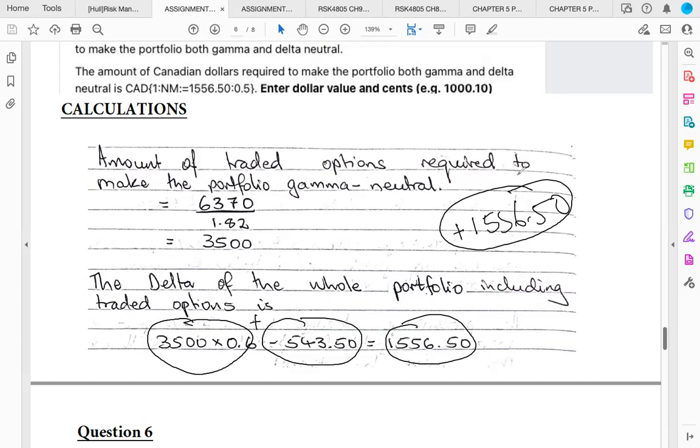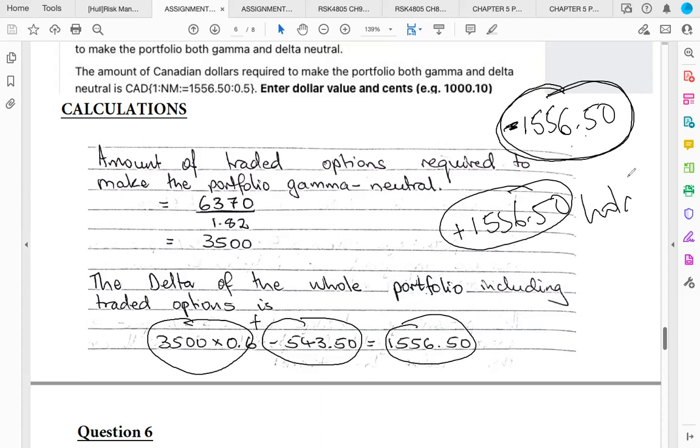So we might then want to make our portfolio delta neutral. And to make our portfolio delta neutral, it means we need to add an asset or a derivative into our portfolio such that that asset or derivative has a delta of minus 1,556.50, such that it cancels out this positive delta. And remember that for delta neutrality, we just have to hold a certain number of the underlying asset. In this case, because we need to get a negative delta, it means we will need to go short on the underlying asset.